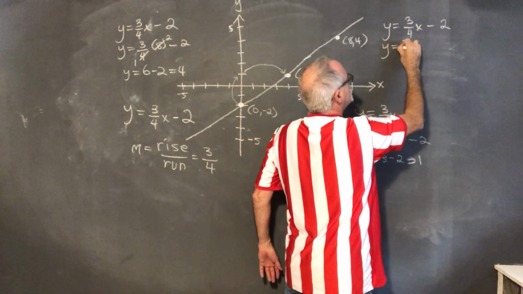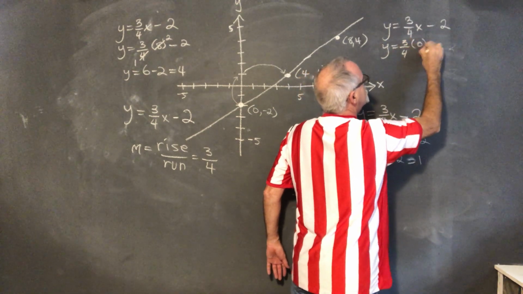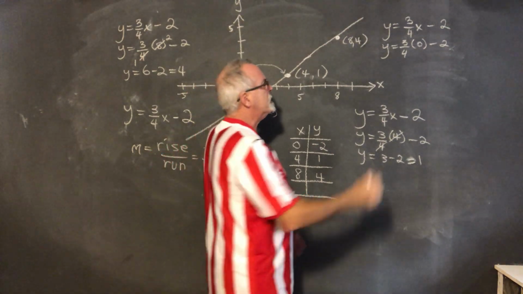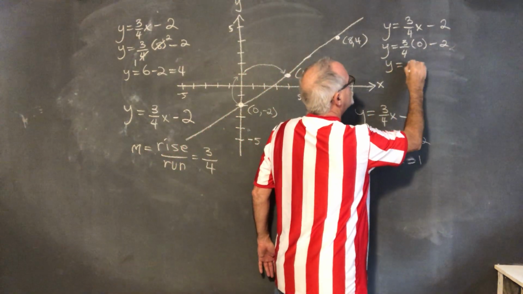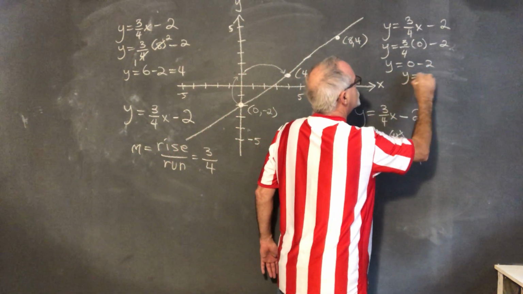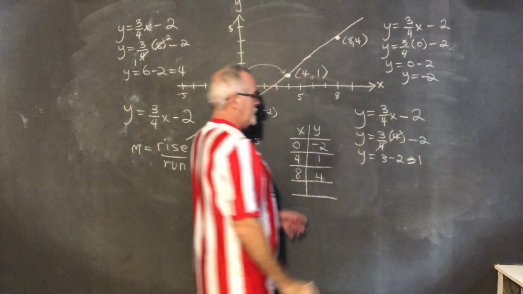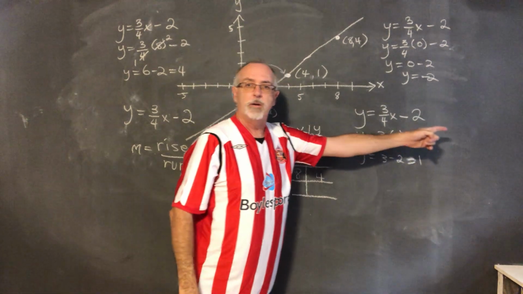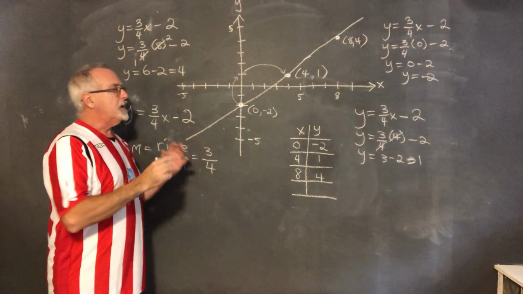If x is 0, I'm replacing the x with a 0. 3/4 times 0 is equal to 0 though. That simplifies quickly. So I have y equals 0 minus 2, y equals -2. I did it again. I got a point that was already in my table of values, but this time I did it with algebra by plugging. The plugging is very powerful.